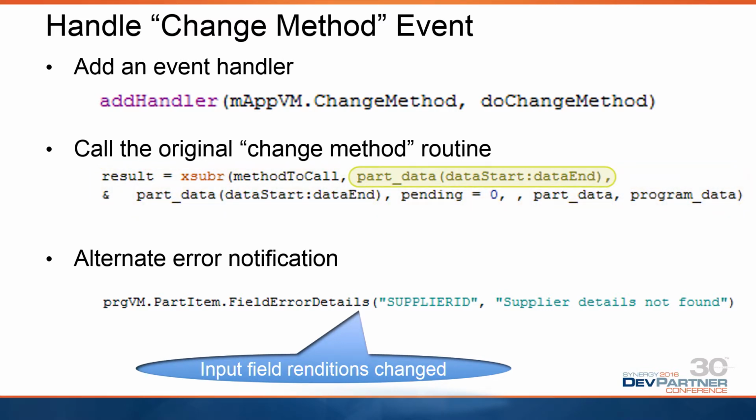And notice the information we're sending through. So we've got the part data start and end. So that's the size of the field within our data area. We've got value entered, value stored. They're both the same. Pending equals 0, which means as far as we're concerned it's valid. You tell me differently. We don't pass the input info. Part data is the whole record area. And then program data is any input processing method data.